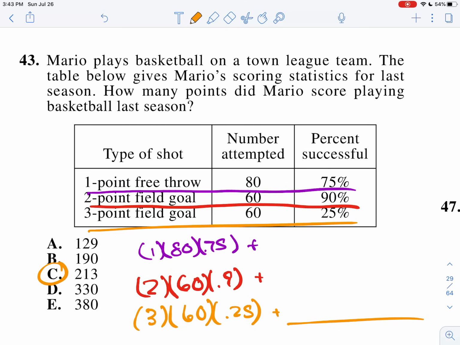I'll just add it up for you. So 80 times 0.75, that ends up equaling 60. 2 times 0.9, so 120 times 0.9, 108. And then 15 times 3 is 45. This ends up giving you 108 plus 45 plus 60, 213. There you go.